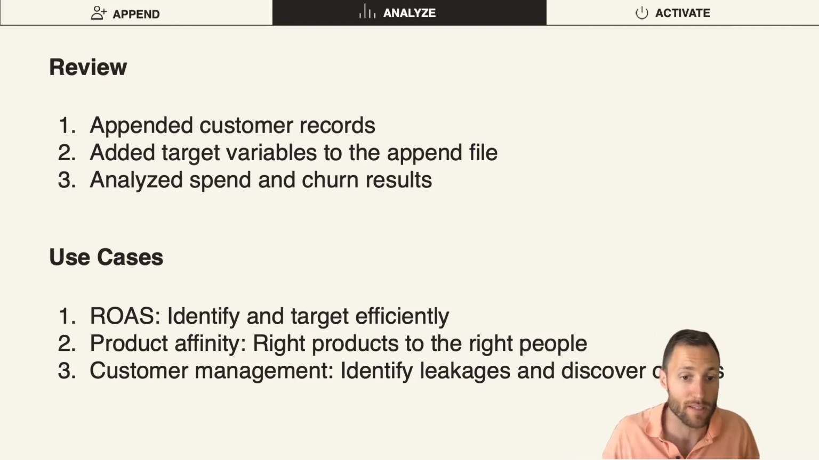We didn't really talk about product affinity. Instead of putting spend and churn, if you have multiple products, you could put how much they spend for each product, and you can understand whether there are segments that have a specific product that they really care about. And then finally, customer management. You can identify leakages and discover what the core reasons for those leakages are. And we talked about that with the middle-aged suburban segment.